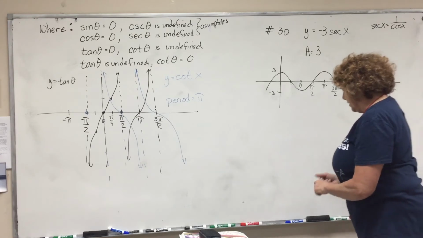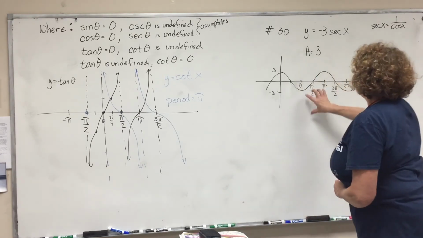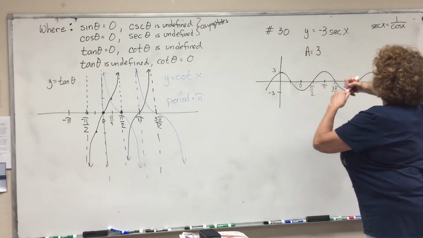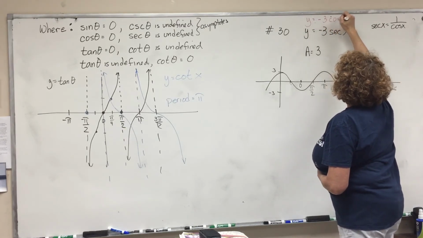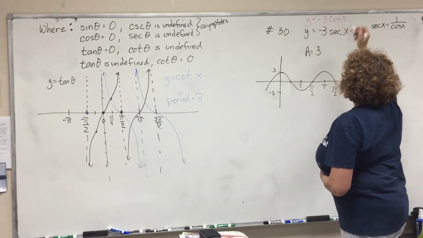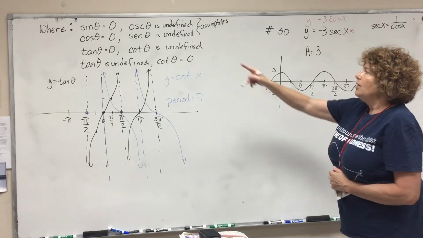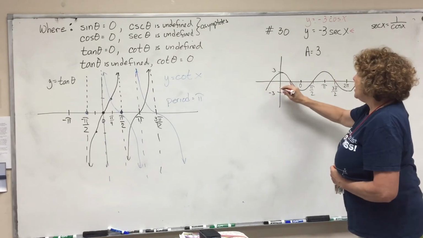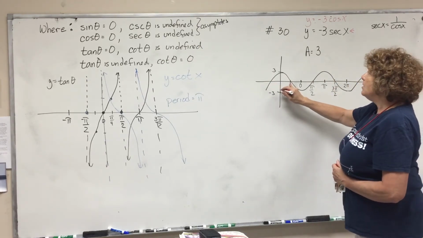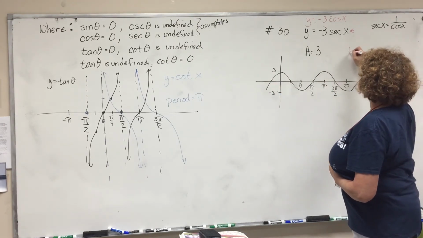So now, this is the negative cosine. So I have just drawn y equals -3 cosine of x. But now I want to draw this. So if I look over here, wherever the cosine is 0, the secant is undefined. Because if the cosine is 0, it now becomes 1 over 0, which is undefined.